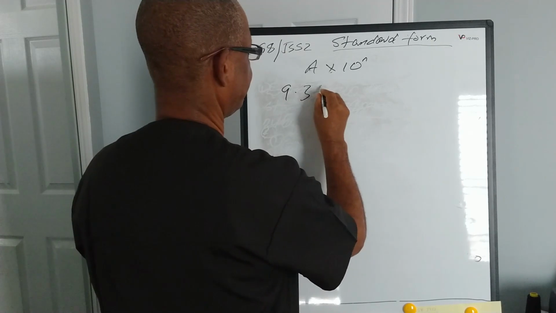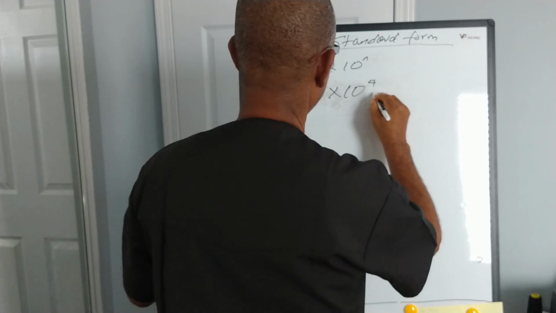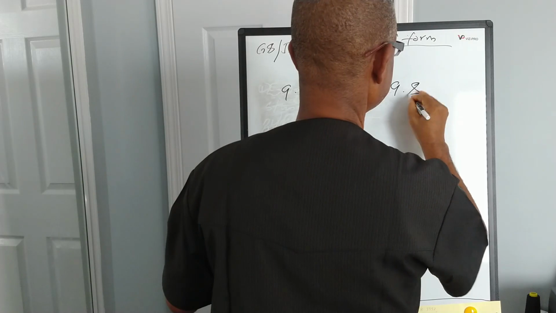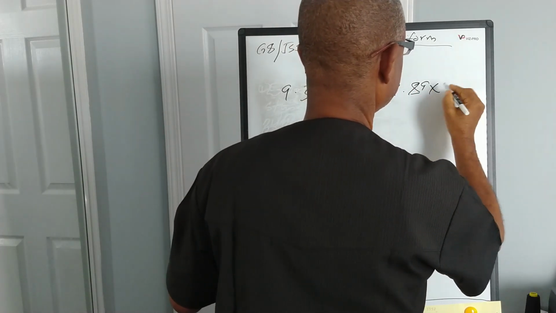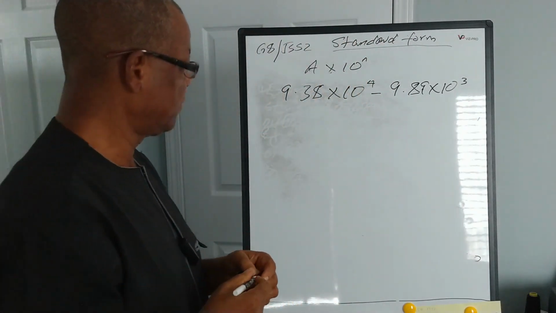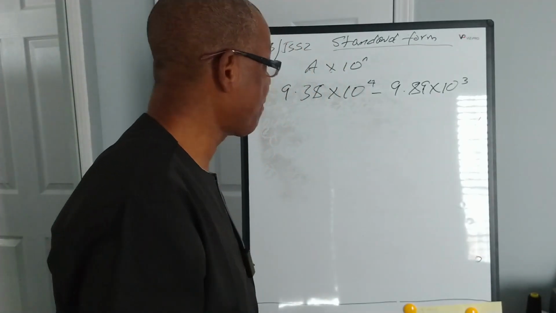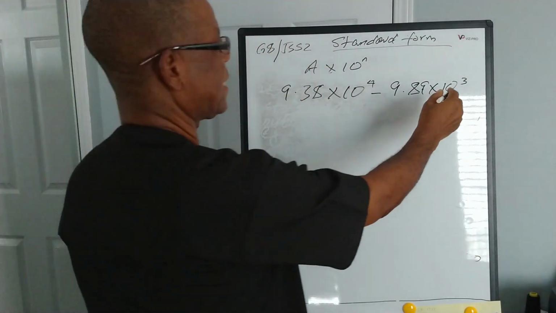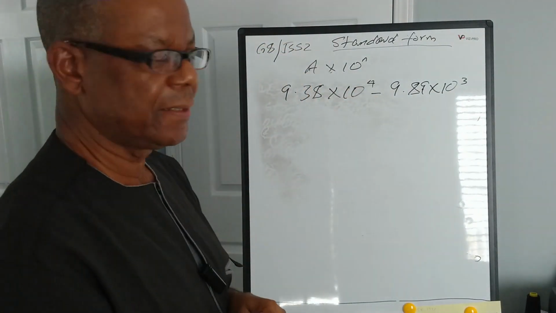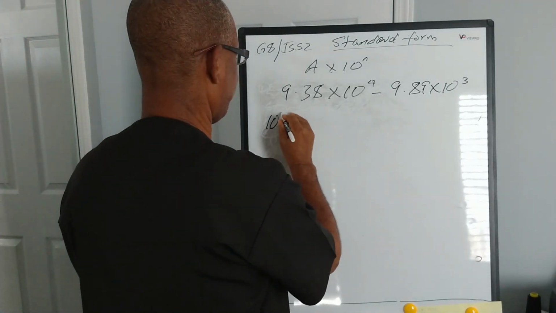9.38 times 10 raised to the power 4 minus 9.89 times 10 raised to the power 3. If you look at these two, you will agree with me that 10 raised to the power 3 is common. This is 10 raised to the power 3, and this 10 raised to the power 4 contains 10 raised to the power 3. So here, our common factor is 10 raised to the power 3.